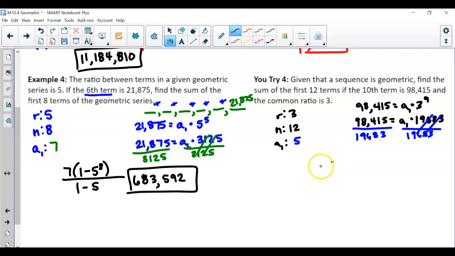Now you could set up and solve. So you should have set it up as 5 times 1 minus 3 to the 12th power, divided by 1 minus 3. And so here the sum is 1,328,600.